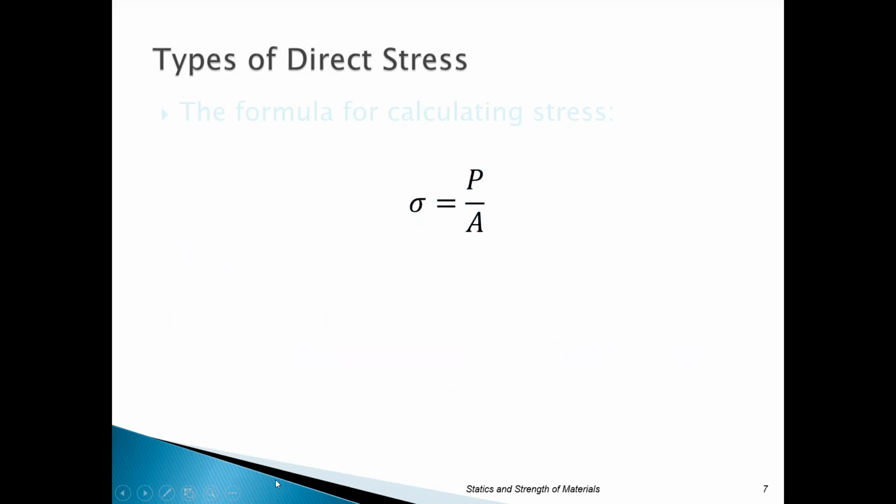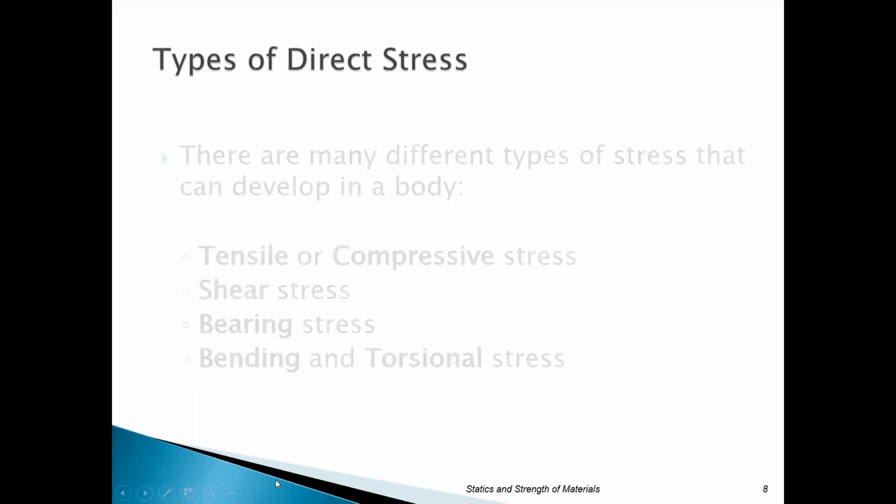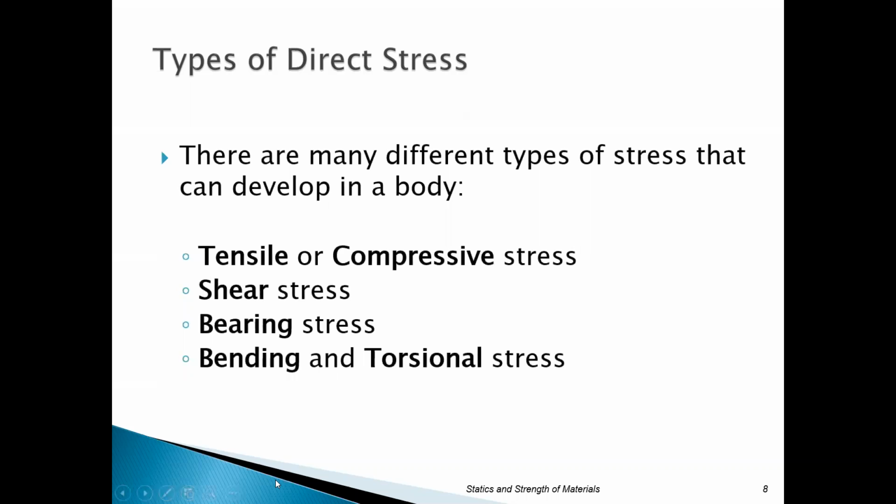But here's the major equation. Basically just your stress is equal to your force divided by your cross-sectional area. Now there are different ways of looking at stress. So there are different types of stress that can develop in a body, and it has to do with the way the force is directed and the resisting area that you're dealing with.